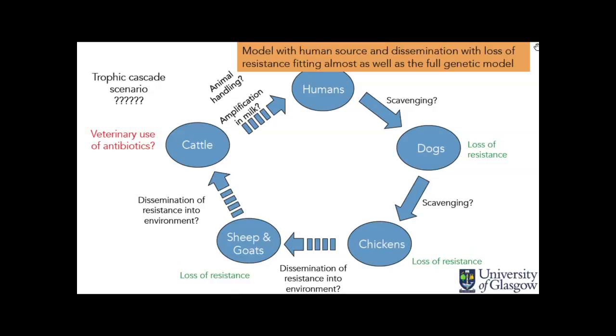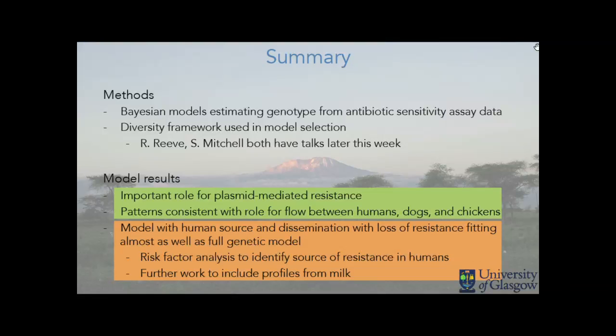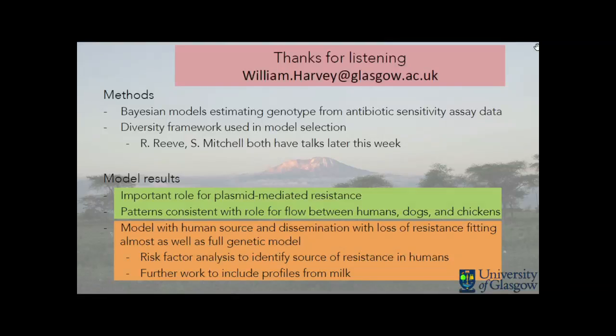We also have a postdoc in Glasgow working on identifying risk factors in the human population that suggests consumption of unpasteurized milk to be important. And we also have antibiotic resistance profiles in milk, which we can use to explore the cattle-to-human transmission route further. In the interest of time, I'll just leave my summary points up there, and thank you for listening.